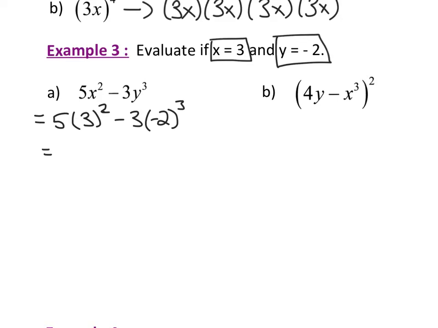Order of operations. There's brackets, but the brackets aren't really around anything to be done. The first idea here is to work with the exponents, right? So we end up getting 5, and then 3 to the power of 2 is 9. Negative 2 to the power of 3 is negative 8. No division here. Multiplication's next. So I work on the multiplication. I start with 5 times 9, which is 45.